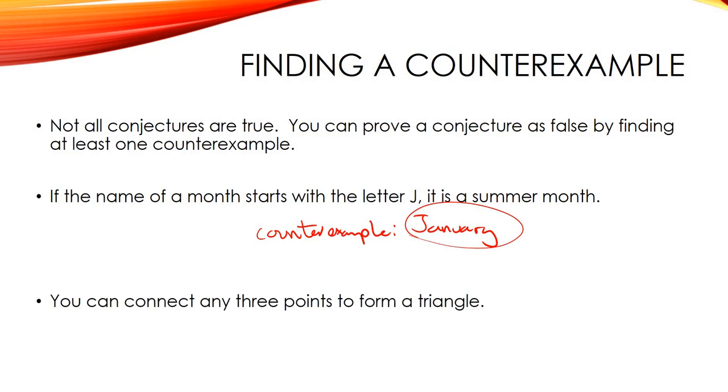How about this? See if you can find a counterexample to prove this conjecture wrong, or possibly the conjecture is true. You can connect any 3 points to form a triangle. So again, at first glance, this seems like a pretty good conjecture. I, however, know that there's a counterexample. Did you find it? So the counterexample would be that if 3 points are collinear, we cannot form a triangle with those 3 points. So again, here we're looking for counterexamples to prove a conjecture false.